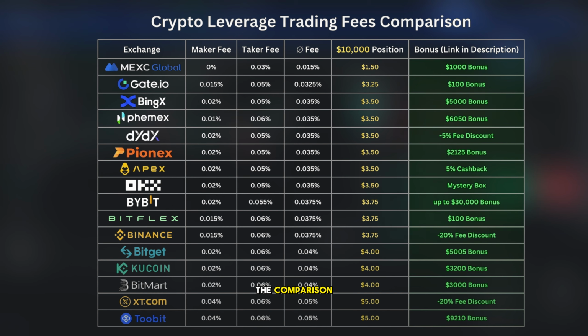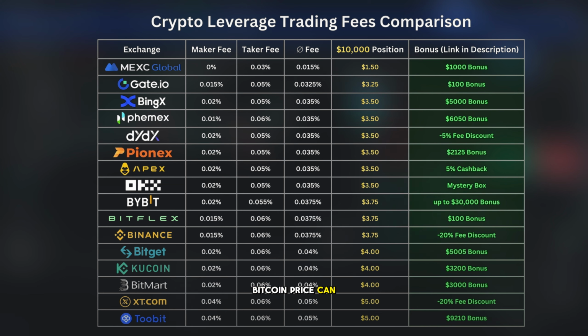All right, let's look at the comparison. As you can see, Phemex has pretty good fees. We see the 0.01 and 0.06% of maker and taker fee. I also calculated an average for you of 0.035%. That means for a $10,000 position, for example, we would have to pay a $3.50 fee. I always mention this, the fee is incredibly low and doesn't really matter.